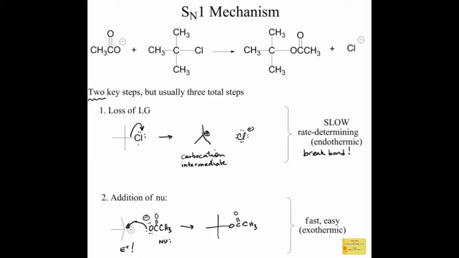And then this second step is a piece of cake. The nucleophile is going to love bonding with the carbocation. It satisfies both parts, and you get to form a bond. Bond formation is an exothermic process, so you release energy here. So once we form the carbocation, it's very easy for the species to continue on to product.